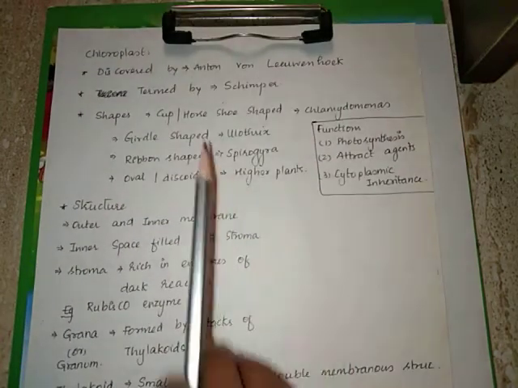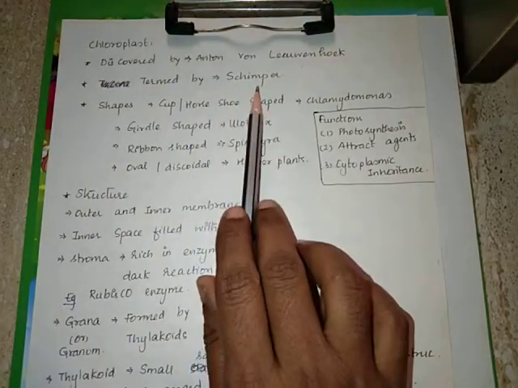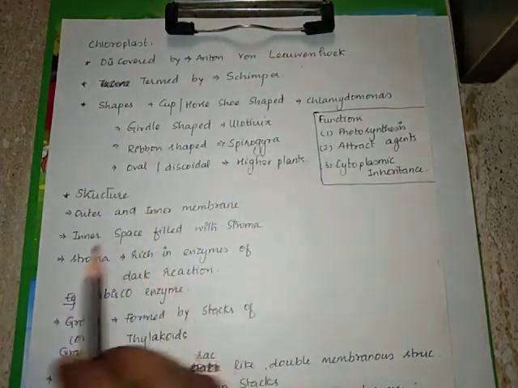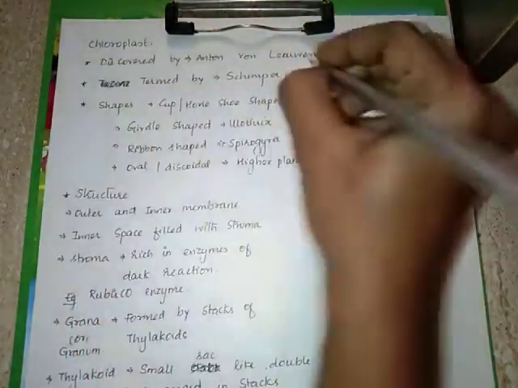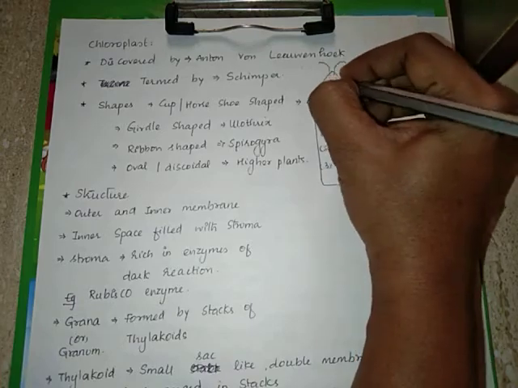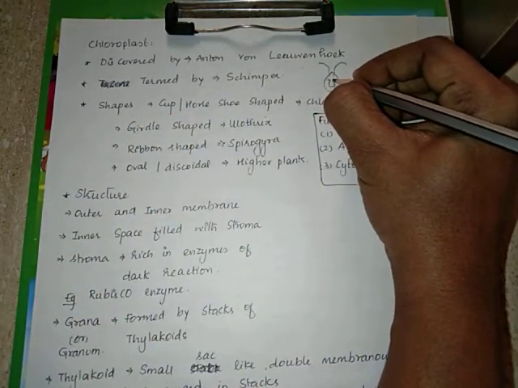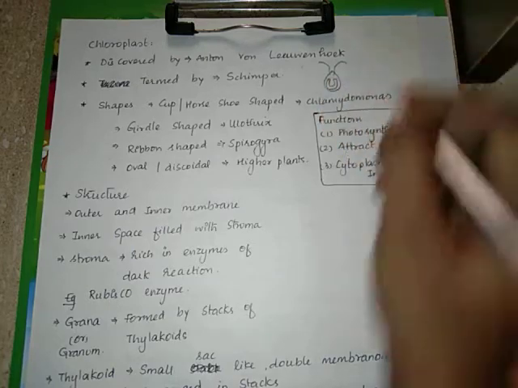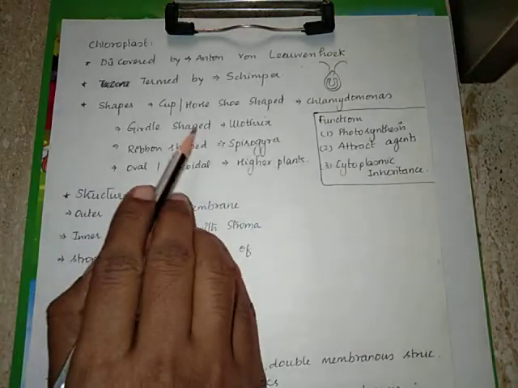This was discovered by Antony van Leeuwenhoek, and the term was given by a person called Schimper, and they are of different shapes. In case of Chlamydomonas, which are oval shaped structures, the chloroplast is going to be horseshoe shaped. So they have their chloroplast like this. This is the horseshoe shaped chloroplast present in Chlamydomonas.